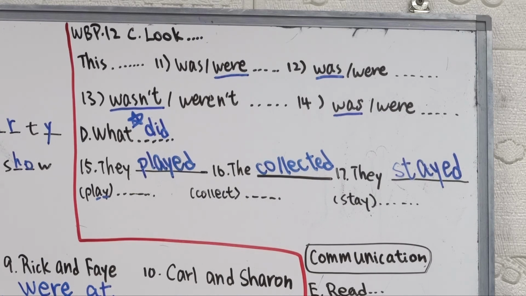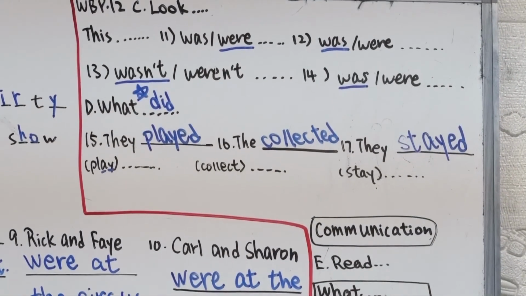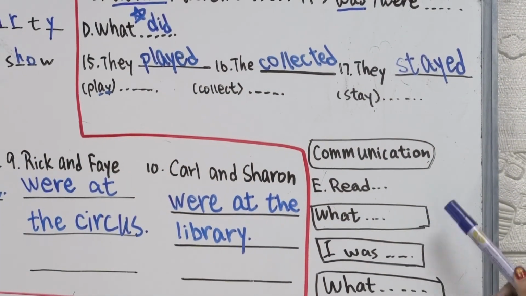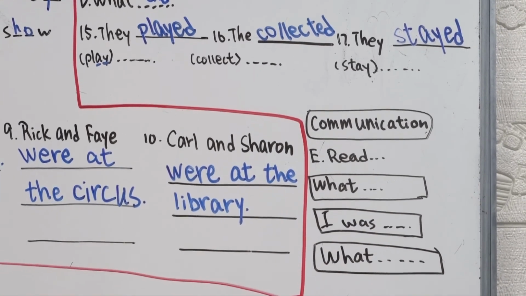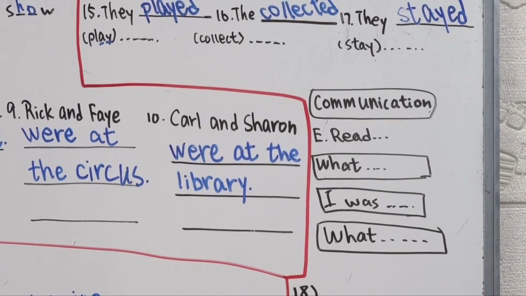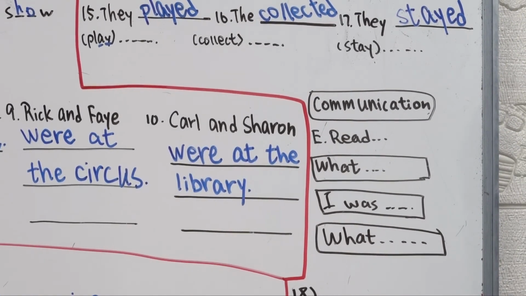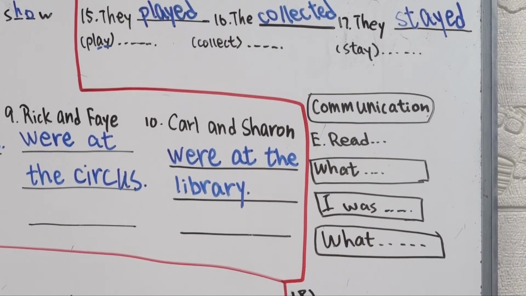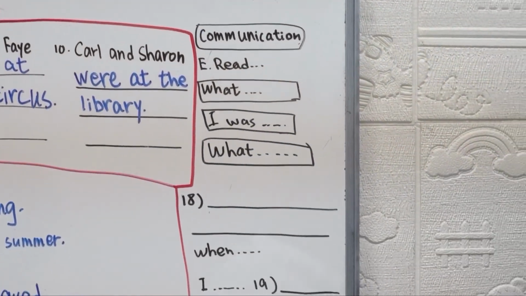The last part, communication. All right. So please fill these 3 dialogues into 18, 19, and 20. The first dialogue is what about you? The second dialogue is I was a noisy baby. The last dialogue is what were you like? Right? So please fill them in. And we are going to check it later. So do it by yourself. Time starts now.